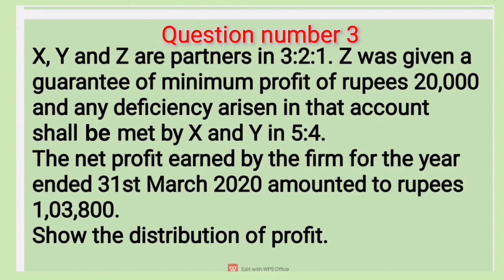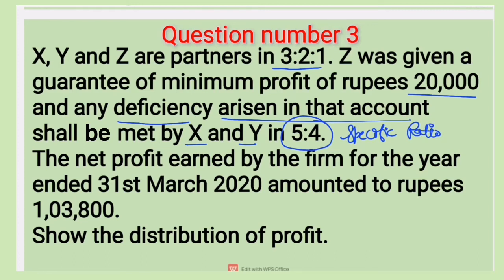Now we move to the next question, that is question number 3. The question is X, Y and Z are partners sharing profits in the ratio of 3:1. Z was given a guarantee of the minimum profits of rupees 20,000 and any deficiency arisen in that account shall be met by X and Y in the ratio of 5:4. So here we are given a specific ratio that is to be used for covering up the deficiency, which means if there is any deficiency then that will be borne by both X and Y in the ratio of 5:4.